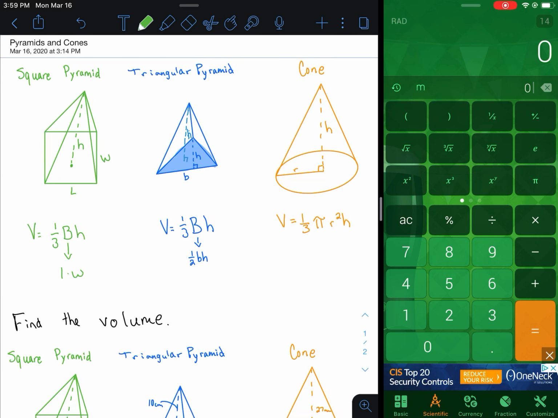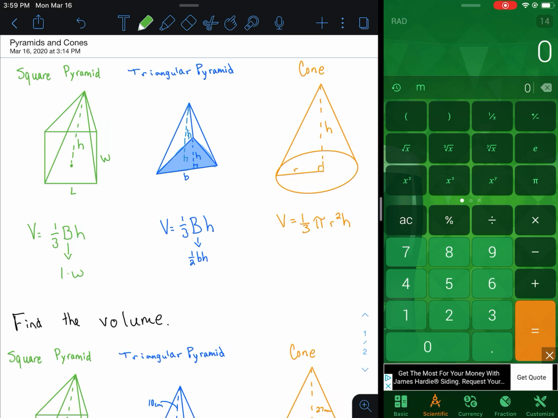I highlighted the base there in blue because with a triangular pyramid, there's actually 4 triangles and it gets a little confusing. So the triangle at the bottom that is highlighted is the area that you're finding for the big B, 1/2 times base times height. And then the light blue height there is the height of the actual pyramid itself. And then the cone is 1/3 times pi.